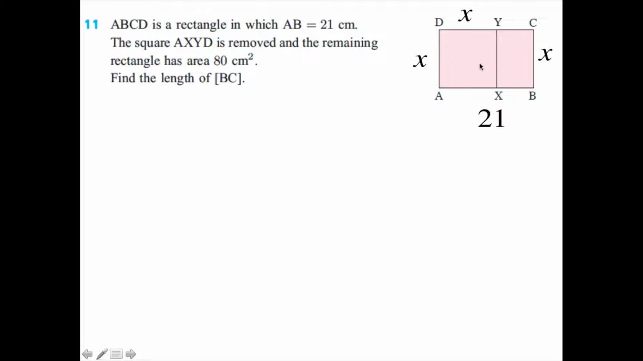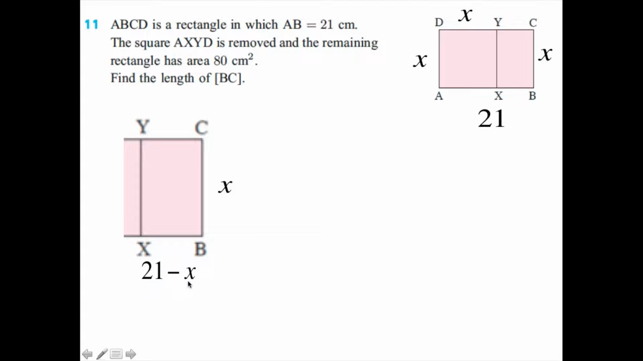So now we have that diagram. Then we remove this square. It says remove the square, and we're left with a rectangle, the remaining rectangle. It has an area of 80. So let's label this rectangle. This is x. Now how long is this? How long is XB? Well, if you look at this diagram, if this is all 21, and then this piece is x, so this piece must be 21 minus this piece, which is x. So this must be 21 minus x. So that's what I labeled here. Again, in every problem, there's a crucial step. This is the one in this one. If you can't get that, then you can't really move on. So make sure you understand why that's 21 minus x.